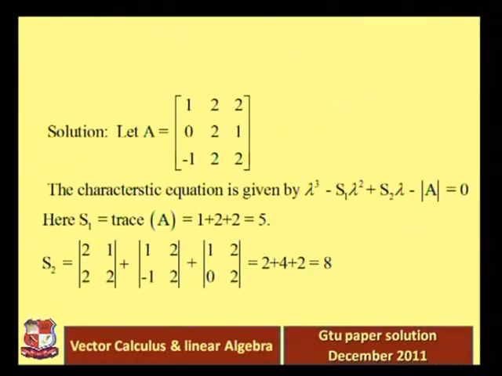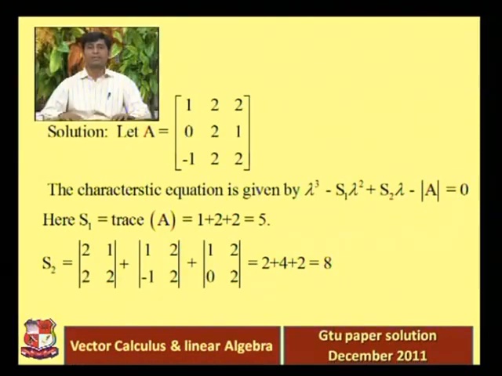where s1 is equal to the trace of A. Trace of A means the sum of the main principal diagonal elements. The main principal diagonal elements are 1, 2, 2, so add 1 plus 2 plus 2, that is 5. So the first two parts give lambda cube minus 5 lambda square.